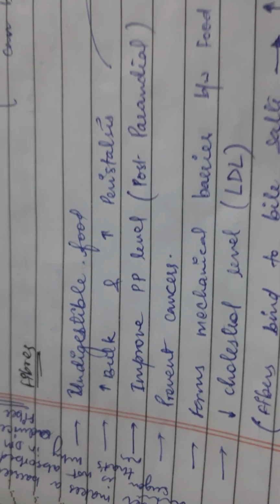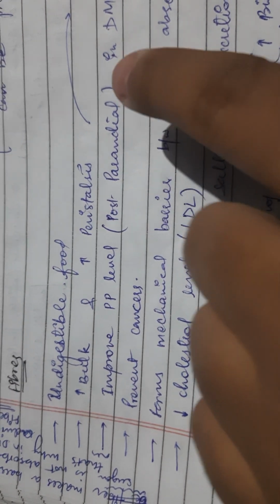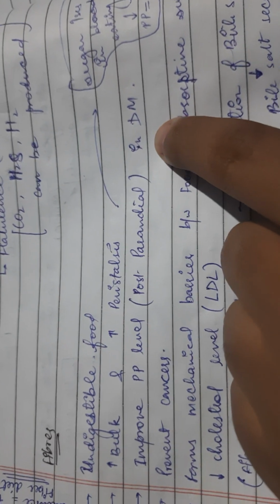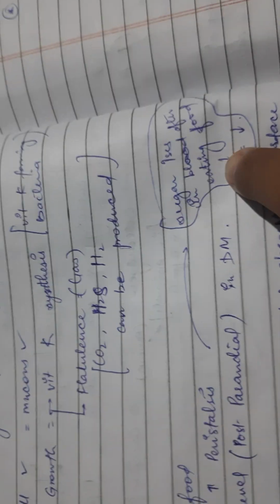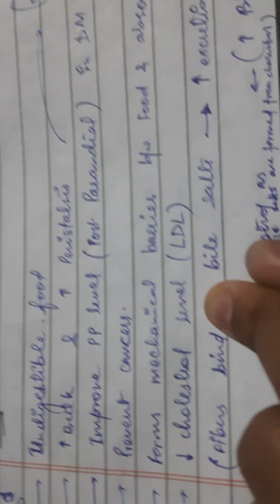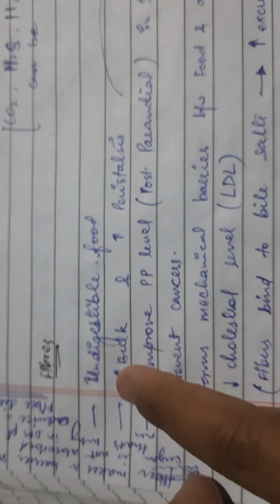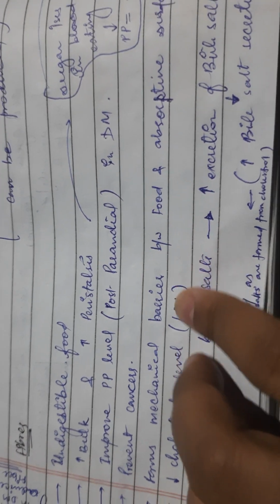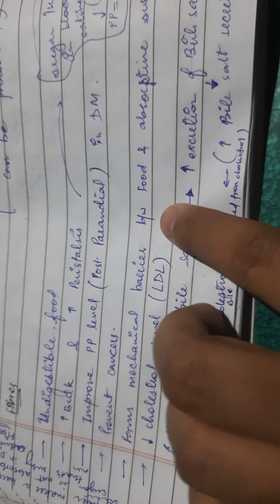So a fiber rich diet improves postprandial level in diabetes mellitus. Sugar increases in blood after eating food but decreases postprandial. Okay, now you got it. Fibers also prevent cancers. Okay, form mechanical barrier. It forms a mechanical barrier between food and absorptive surface of large intestine.